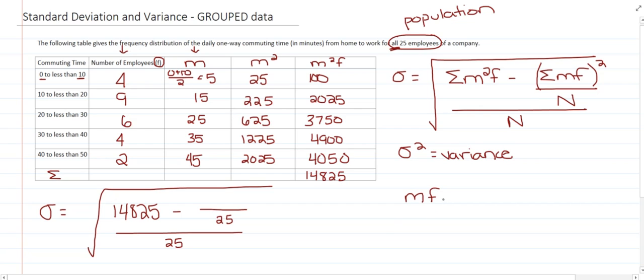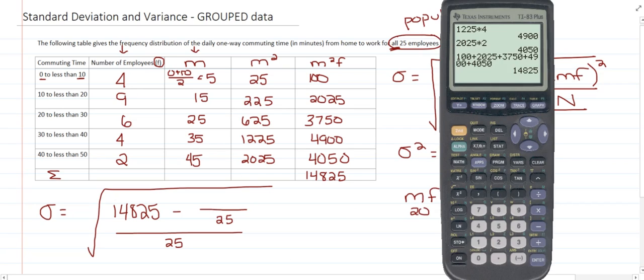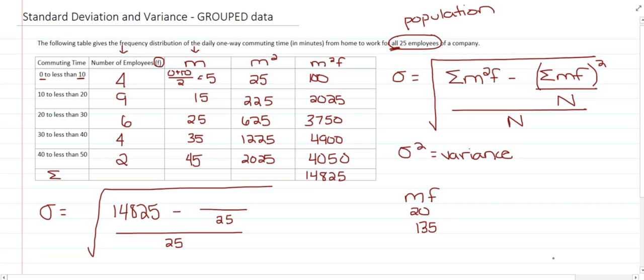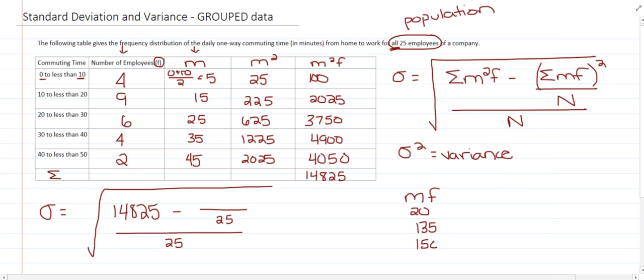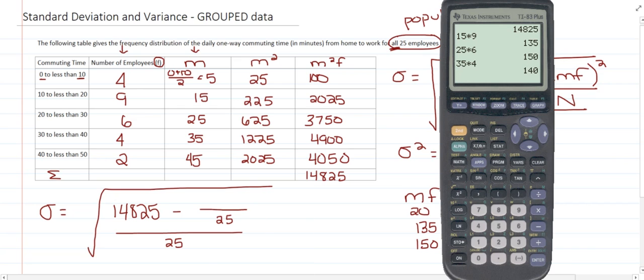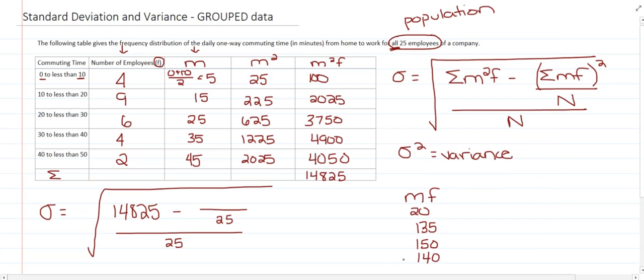That's going to be this column times this column. So I have 5 times 4, that's going to be 20. I have 15 times 9, let's see what that is, 135. I have 25 times 6, I believe that's 150, let's just check, 150. I have 35 times 4, that should be 140. And then I have 45 times 2, that's going to be 90. So 4 times 5, 9 times 15, 6 times 25, 4 times 35, 2 times 45.